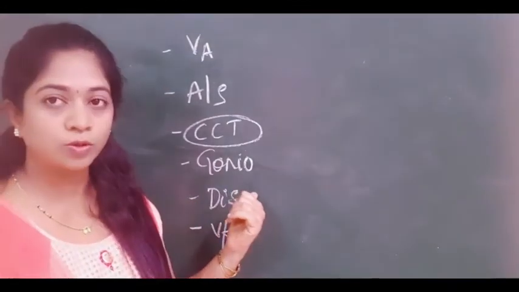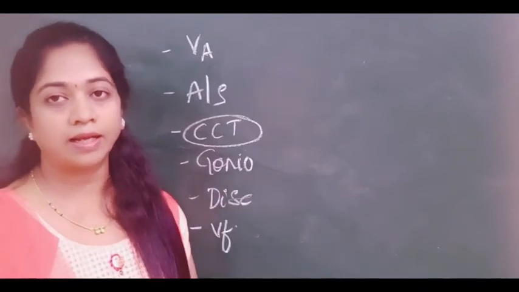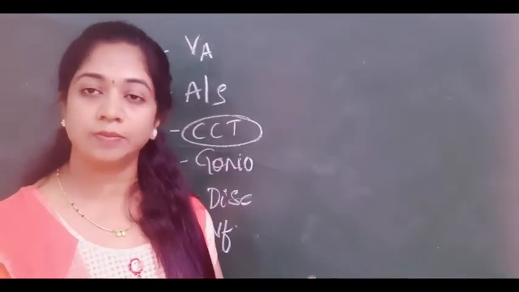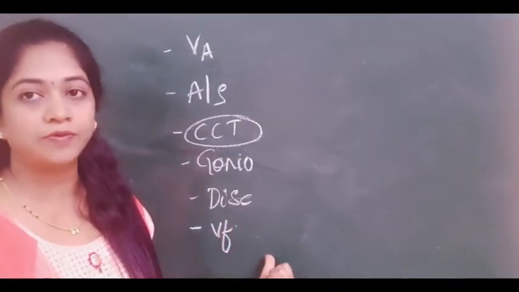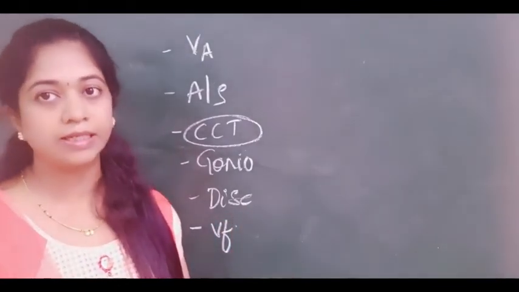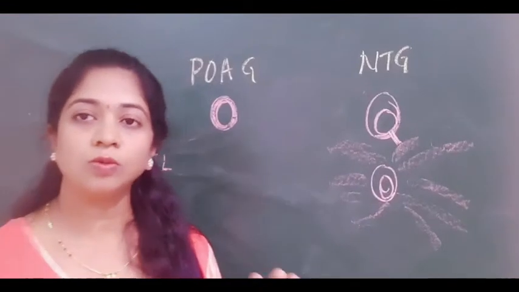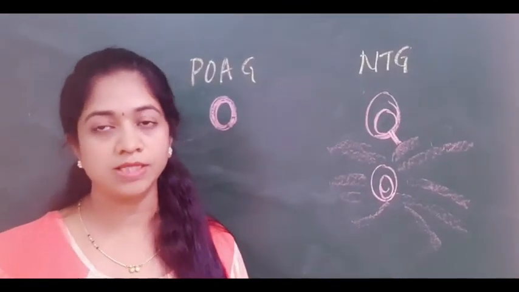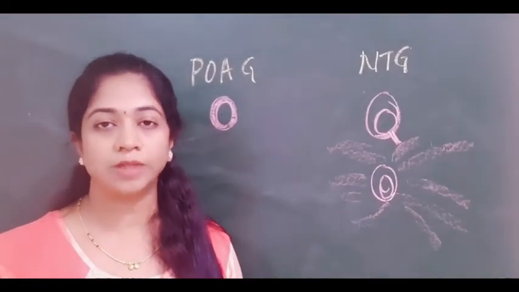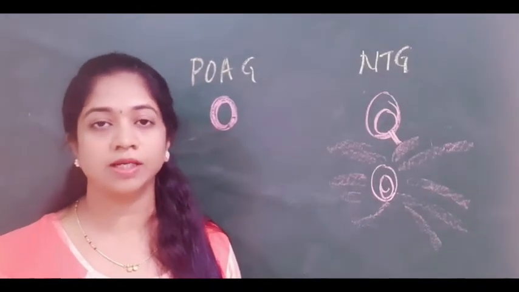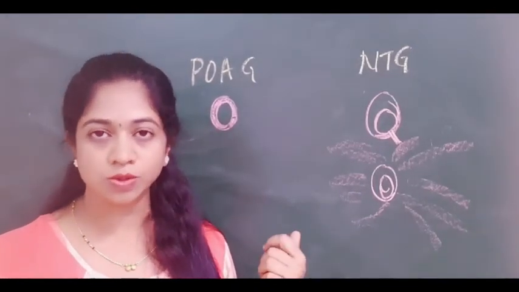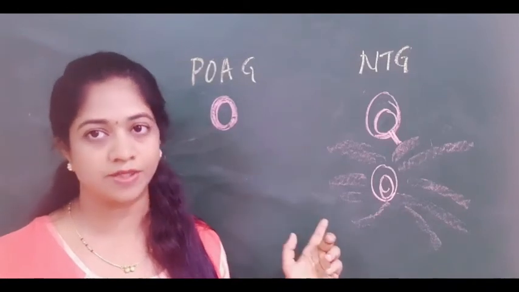Then if you do the gonioscopy, you will have normal angle structure, as you are able to see the trabecular meshwork in all the quadrants. And the disc evaluation and the visual field changes which are seen, I have explained in detail in my previous videos. So that's all about primary open angle glaucoma. I have explained other details like optic disc changes, visual field changes and the pathogenesis of primary open angle glaucoma in my other videos. Please do see those, and I have explained the salient features here.